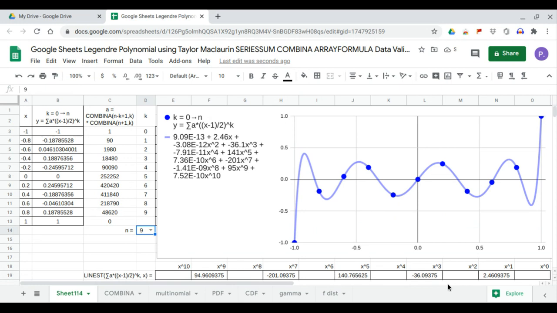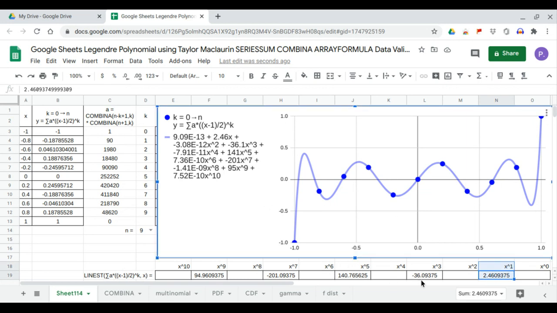our Legendre polynomial y equals 2.46x minus 36.1x cubed plus 141x to the fifth minus 201x to the seventh plus 95x to the ninth.